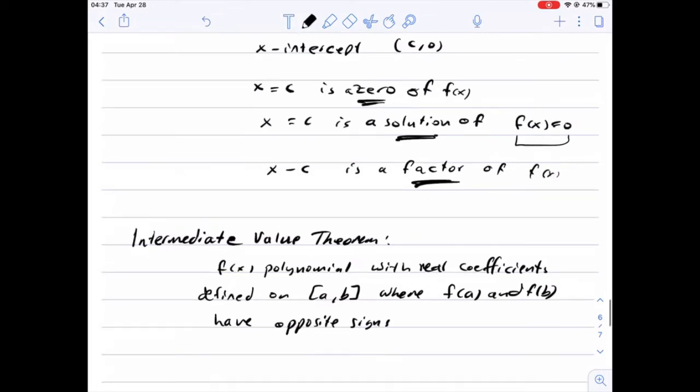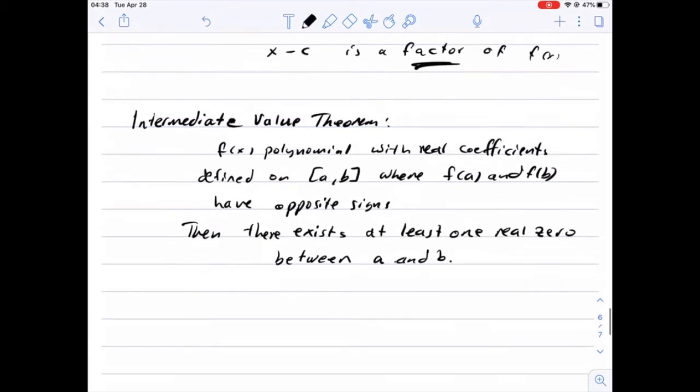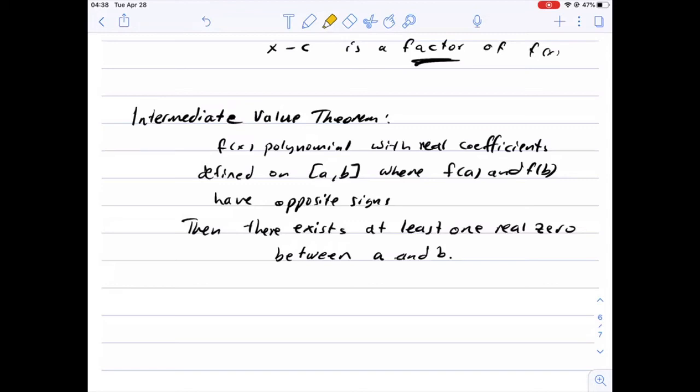then the result is there exists at least one zero, or one real zero, of the function between A and B. So this guarantees the existence of a zero between A and B.